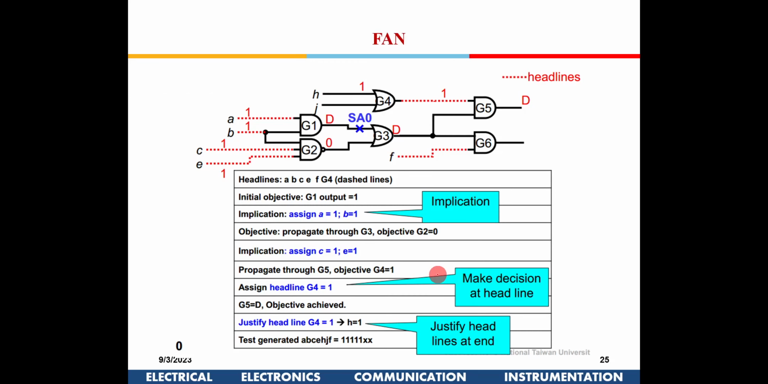Yeah. Sir, in the last line, test generated A, B, C, E, H, J, F. So here J and F are X. Because we are considering the output through G5, that's why we are considering F as anything. So in case we are considering G6, both H and J will be X, right?